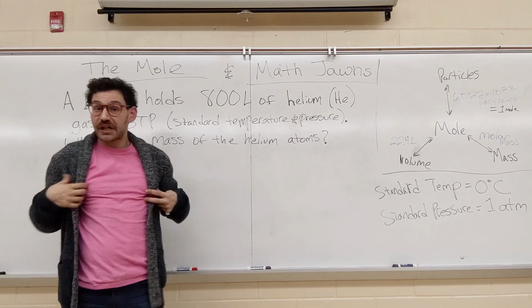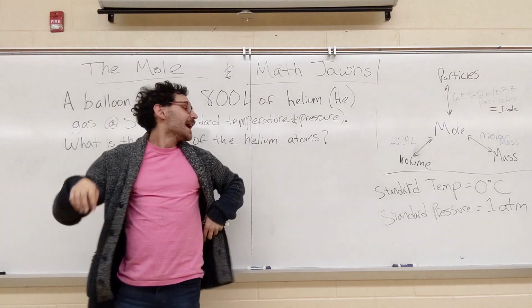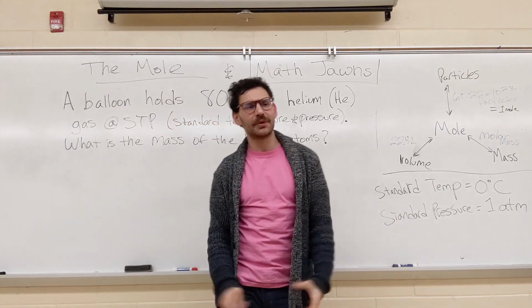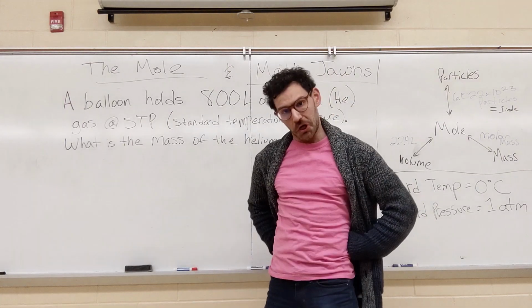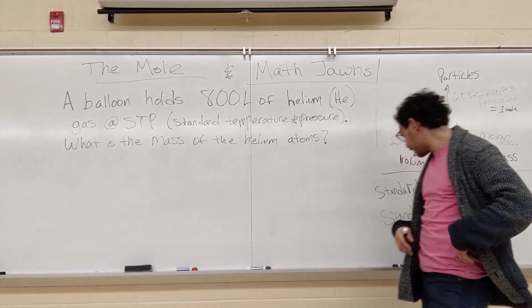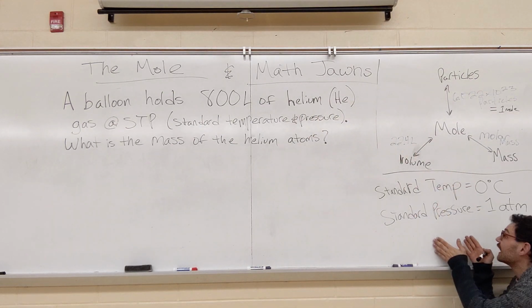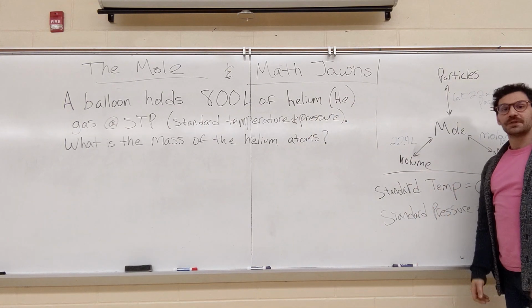So a standard temperature is a chilly 0 degrees Celsius, and a standard pressure is 1 atmosphere, which is about the amount of pressure experienced on Earth at sea level. Gorgeous. Well, now that we've got these beautiful dudes in place, let's look at how to solve this problem.